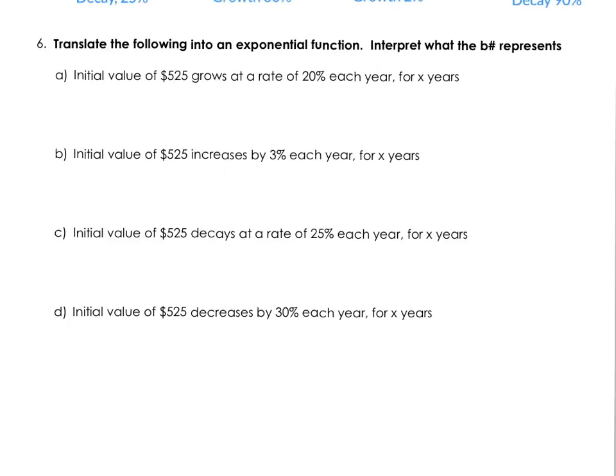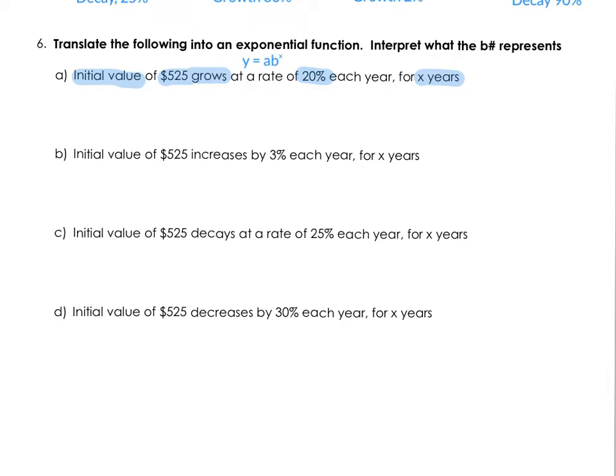Number 6, we're going to translate the following into an exponential function and interpret what the b number represents. Initial value of 525. So that's our a value. Grows at a rate of 20% each year for x number of years. So here I have all my pieces. I'm going to write down that exponential formula again up top here. We're going to keep coming back to that.